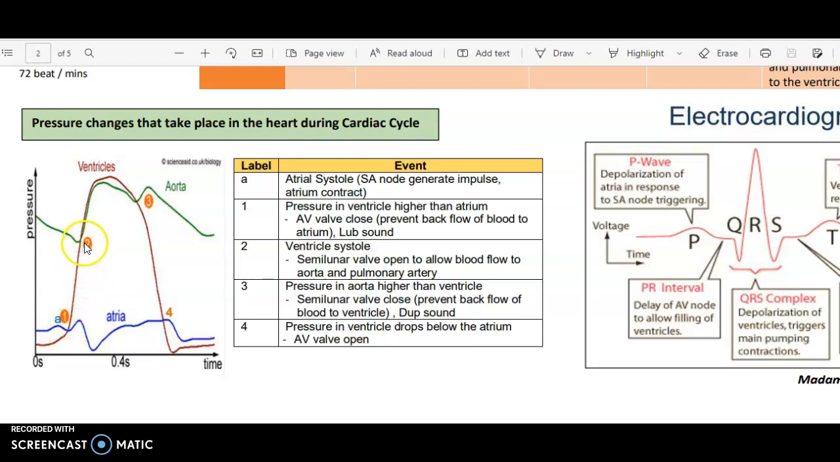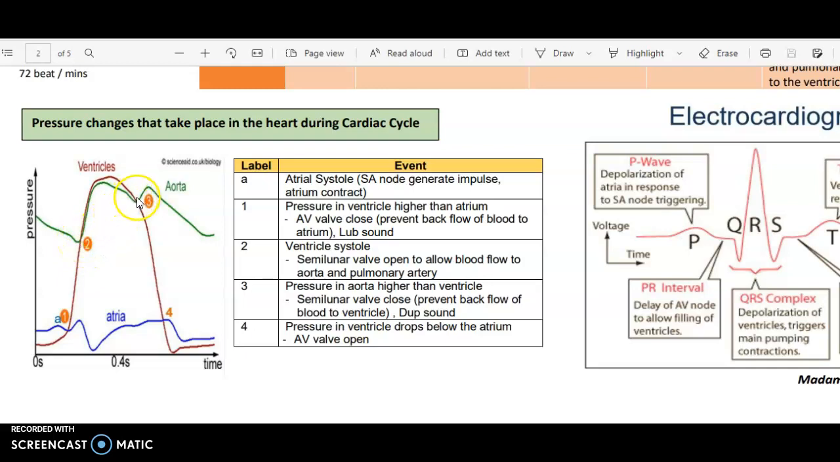And then at point number 2, what happens here is ventricular systole. The ventricle contracts and pumps blood. So the left ventricle pumps blood to the aorta. Here we can see that the pressure in the ventricle is higher, and the ventricle needs to pump blood to the aorta. So at point number 2, the semilunar valve opens.